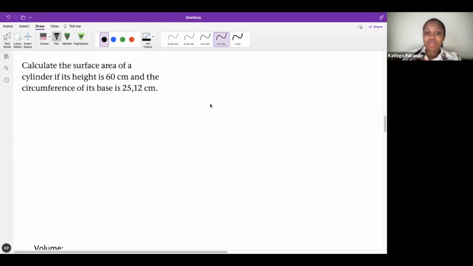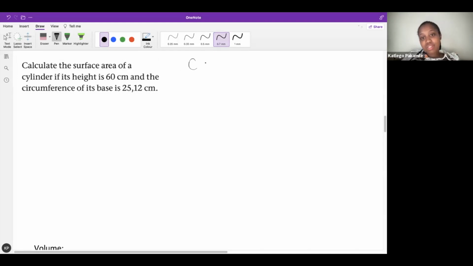Okay, Abu says circumference. What are we going to do with the circumference? Nice. And Tammy says find the radius. Ah, you guys are beautiful. Okay, so what's the formula for circumference?